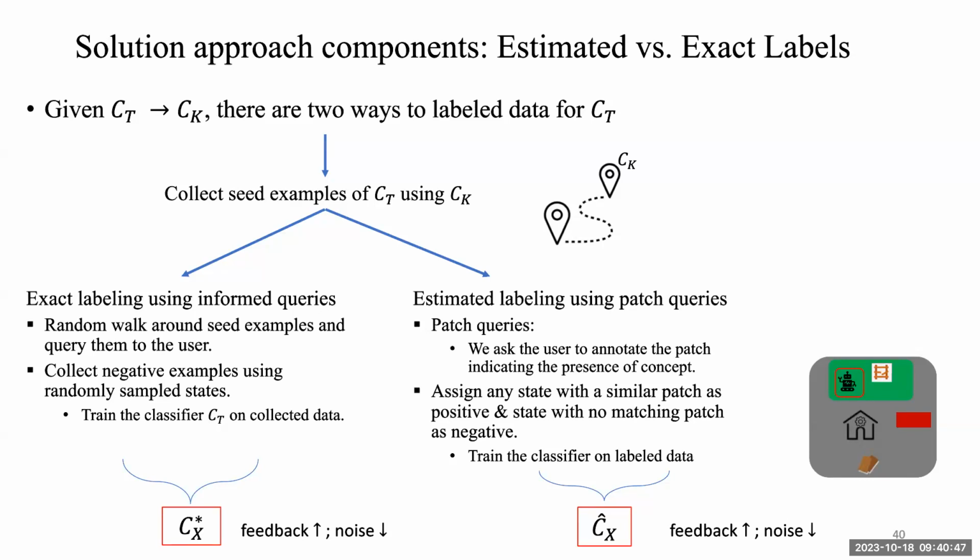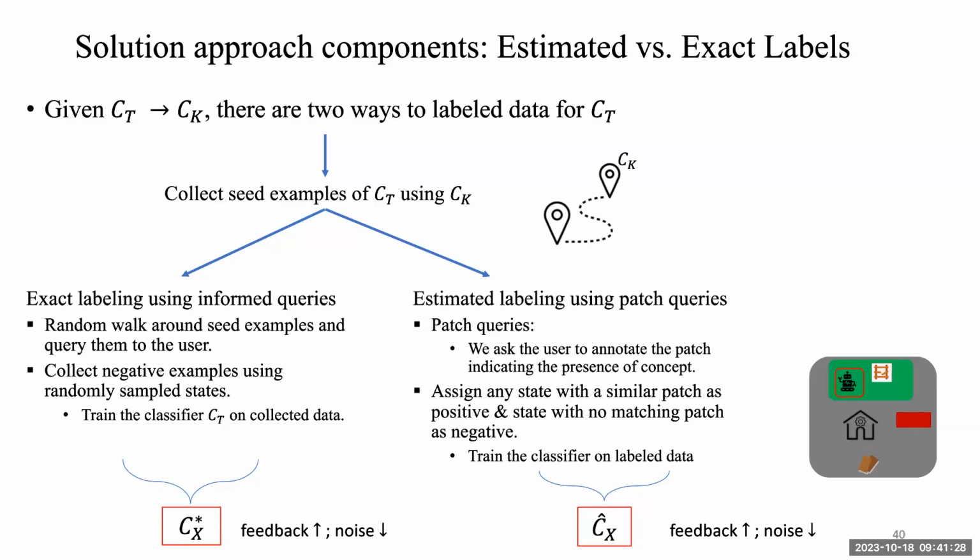Once we have that, we have these two distinct ways of expanding our data set for CT. In one, we collect exact labels using informed queries. Here, we do a random walk around seed examples. By concept locality, these are likely positive examples, so we query them to the user. Then we collect negative examples using randomly sampled states because negative examples are abundant. And then we train the classifier CT on the collected data. The classifier trained this way is what we call the C star X classifier, like a C star style of classification.